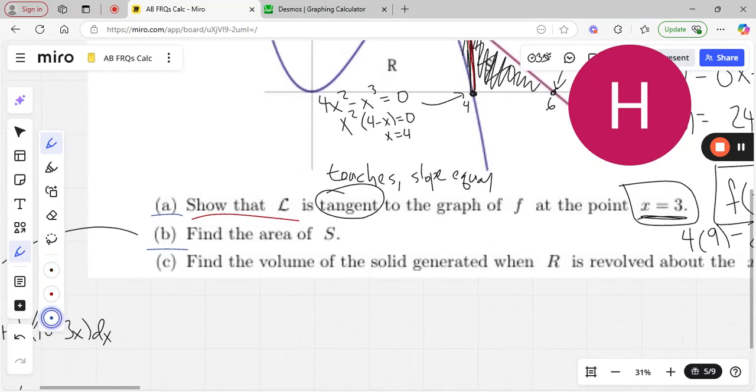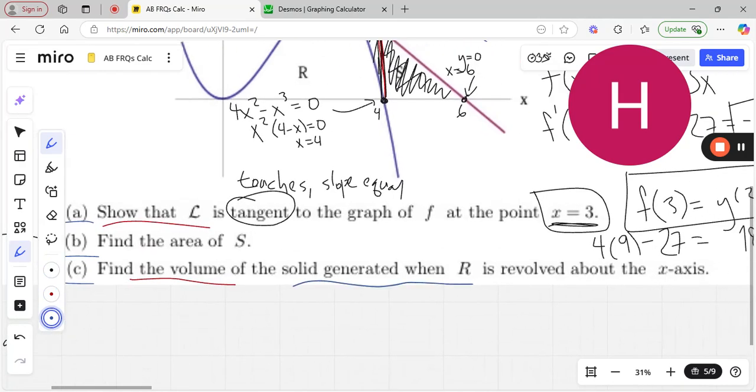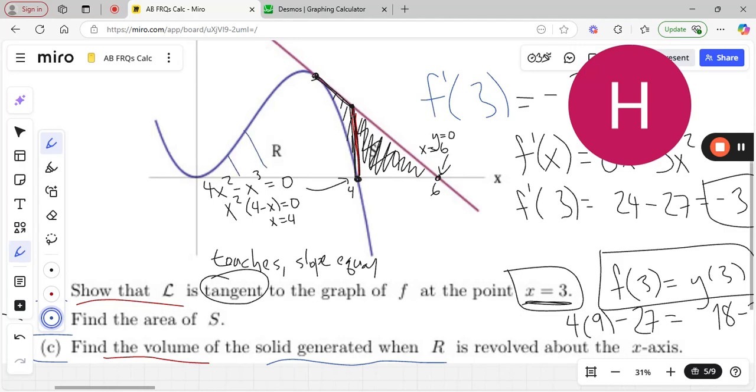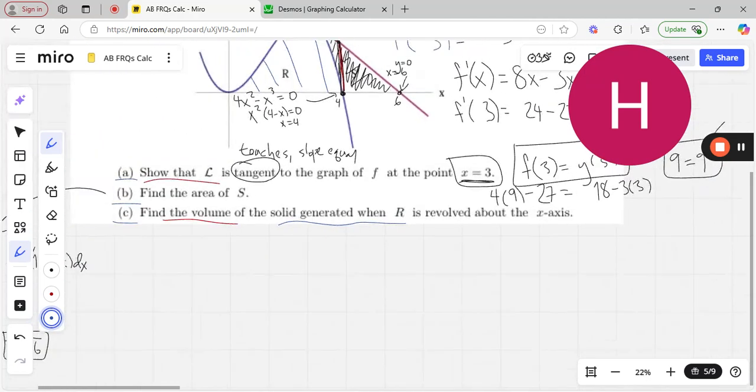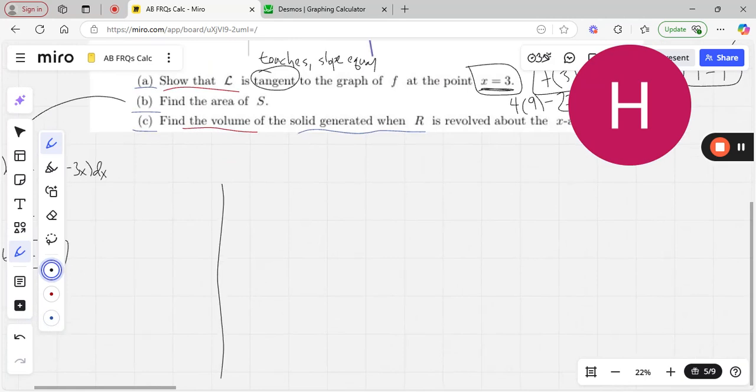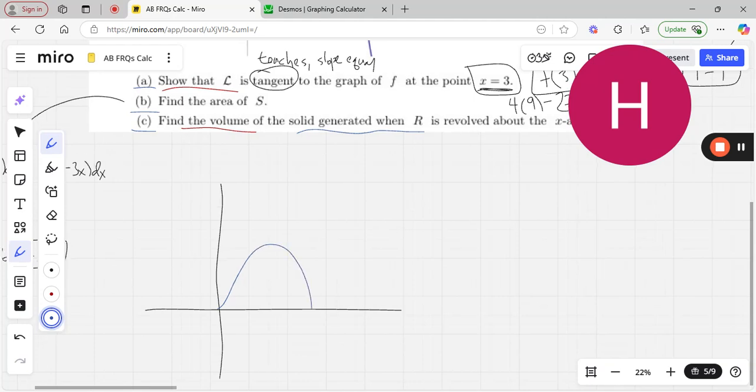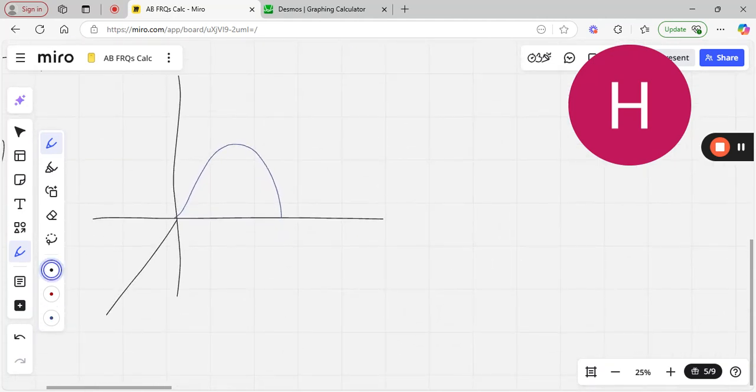Okay, let's look at part C. Part C says find the volume of a solid generated when R, so that's this underneath the blue curve only, is rotated about the x-axis. So as far as that portion of the graph goes, something like that. Let's make it 3-dimensional. Remember that this is located at 4. We solved that earlier, and we're going to be rotating this so that we have these 3-dimensional slices, basically.